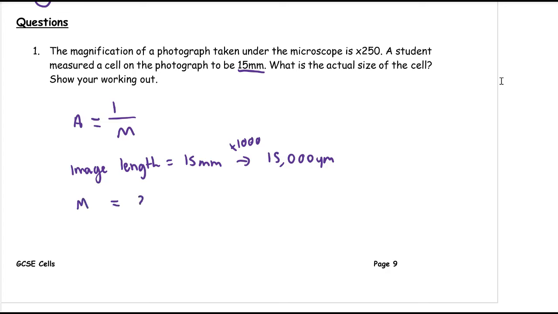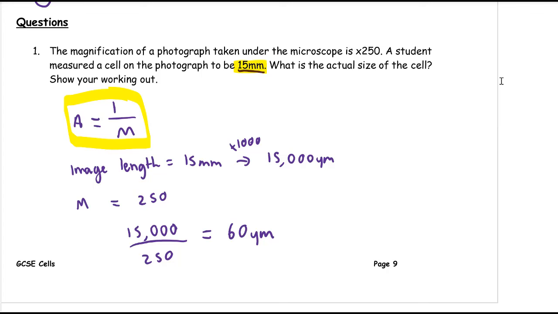Magnification is 250, so we simply need to do 15,000 divided by 250, which equals 60 micrometers. Looks so simple, but that is the part which catches people out. That and not arranging the equation properly. So anytime you see millimeters, you need to remember to convert to micrometers, which is timesing by 1,000.